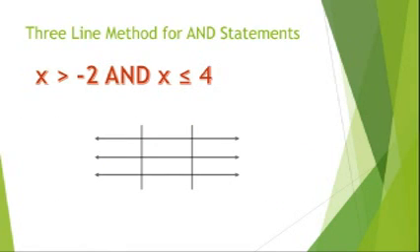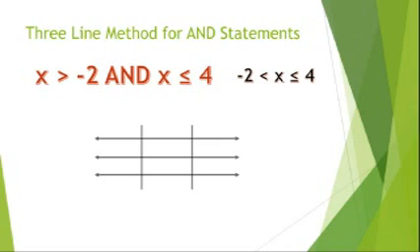Here we have x greater than -2 and x less than or equal to 4. Now, in certain cases, this could be written as a single expression. For example, -2 less than x less than or equal to 4. Well, let's talk about the lines we see down below.